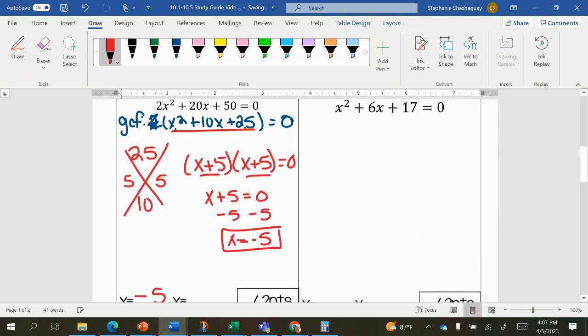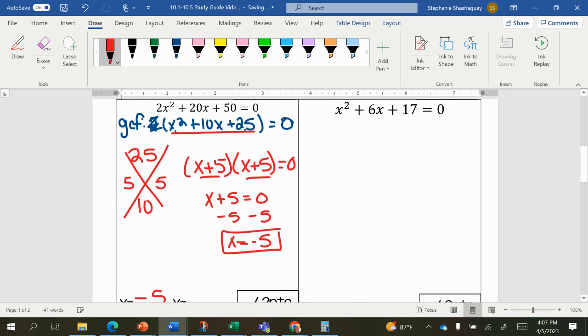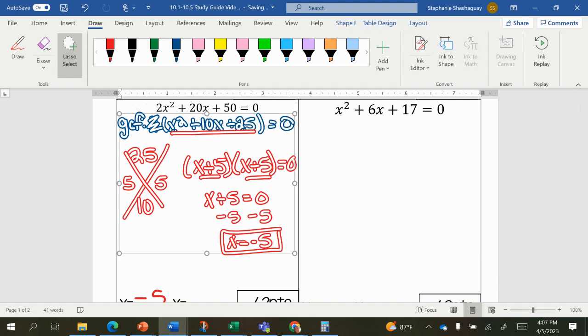Now, many students today in class wanted to do this with the quadratic formula, so I'm going to go ahead and delete that real quick.